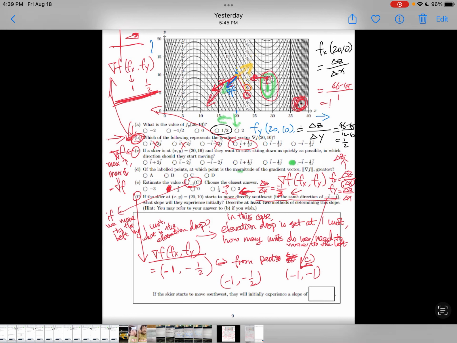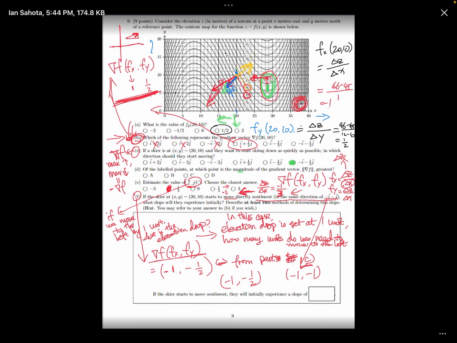Okay, so let's finish off where we left off yesterday. We were doing question 9, and we solved that the gradient vector is 1 and 1/2. Part F here says find the slope if the skier is moving in a particular direction, southwest. So that's the direction of -1 and -1.